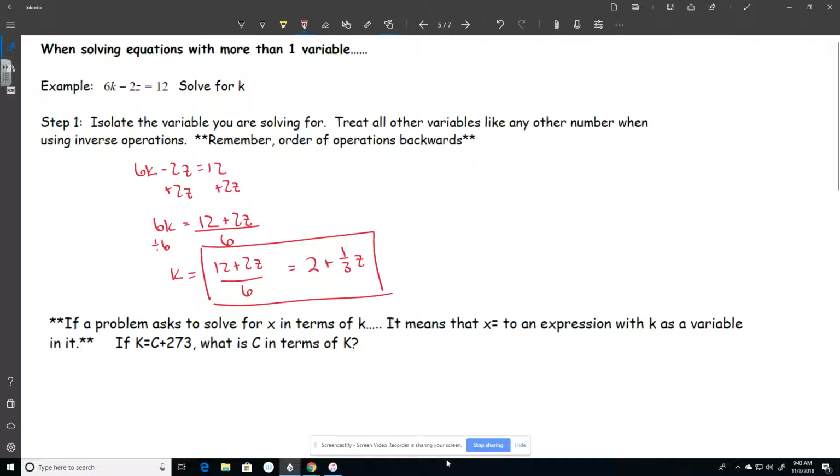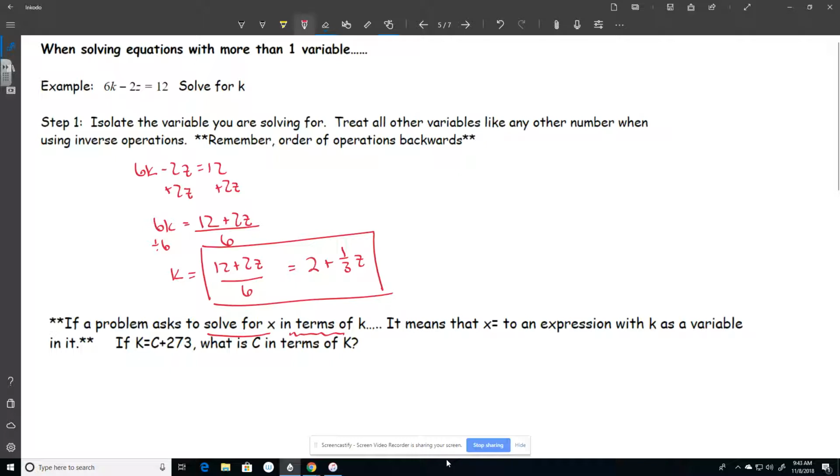Then I added a little note at the bottom of your sheet here. If a problem asks you to solve for x in terms of k, all that means is you're still solving for x. You're still getting x equals something. But what the "in terms of k" means is that on the other side, there's going to be a k somehow. So solving for x still means get x by itself. The "in terms of" just means that part of your answer is going to have a k in it.